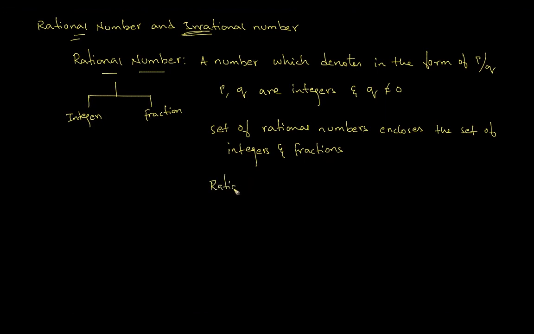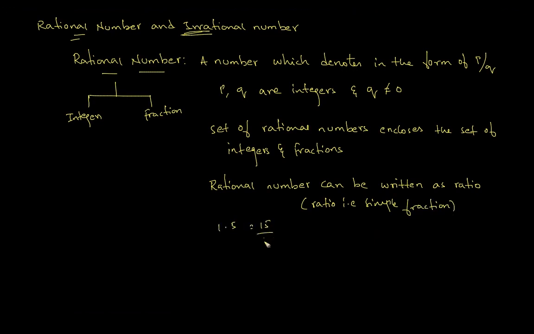The other property is rational number can be written as ratio, right? Ratio is nothing but simple fraction. If suppose 1.5, how can I write it? 15 by 10, so 3 by 2 or 3 is to 2. 3 is to 2 is the ratio, 3 by 2 is the fraction, right? Fraction and ratio is one and the same. So 1.5 is the rational number.